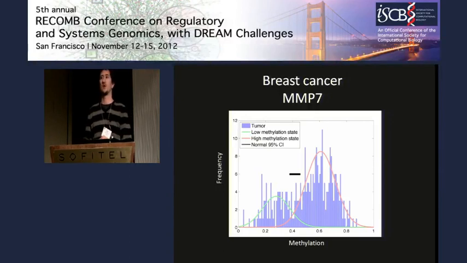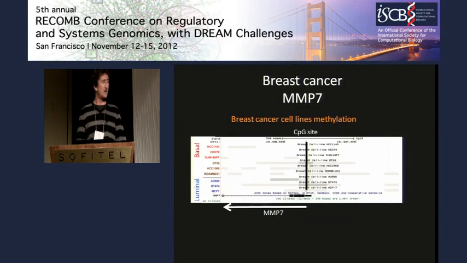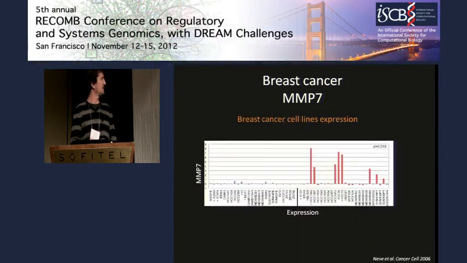Finally, we also focused on one other gene, which is called MMP7 in breast cancer. This gene is significantly hypomethylated in basal breast cancer patients, and hypermethylated in luminal breast cancer patients. We looked in breast cancer cell line methylation data, and we found that this was also true, that in basal cell lines this gene was hypomethylated, whereas in luminal cell lines this was hypermethylated. Similarly, at the expression level, we found a number of basal cell lines that had high expression of this gene.